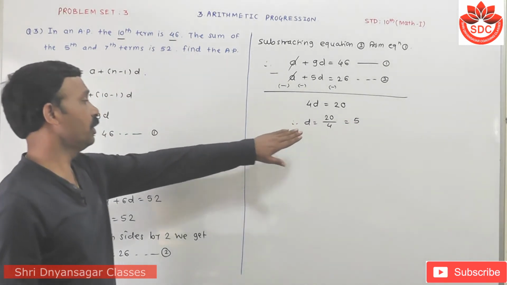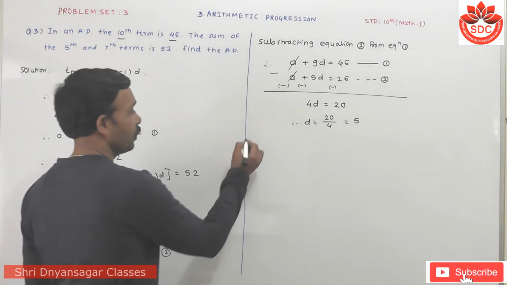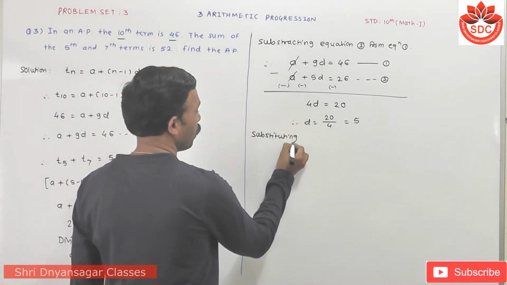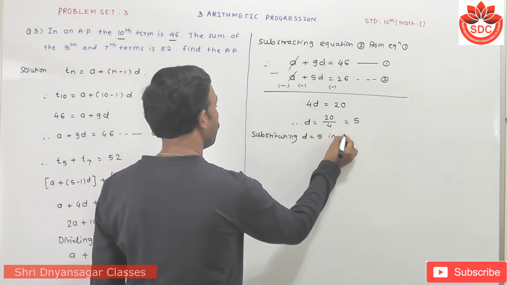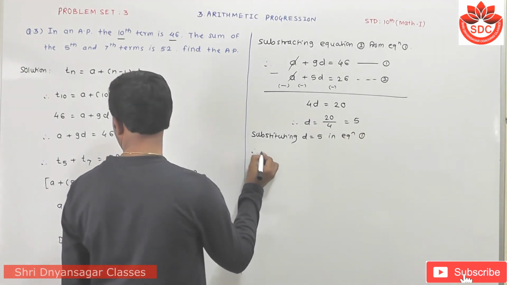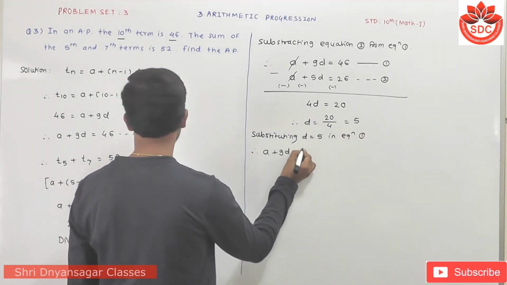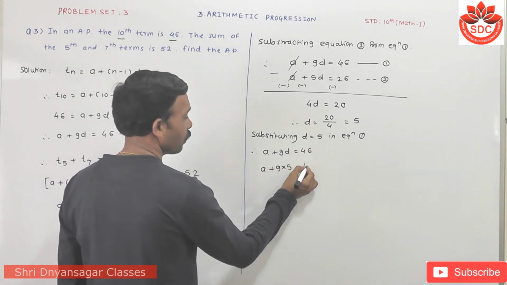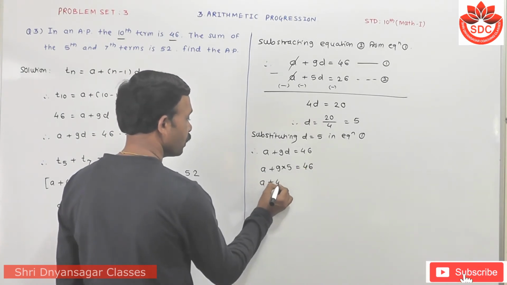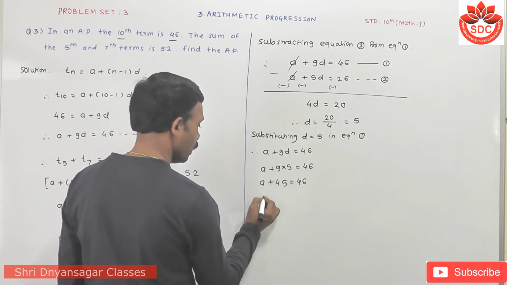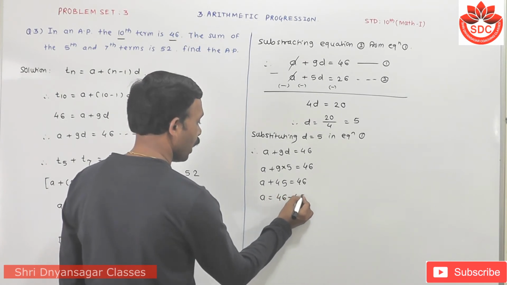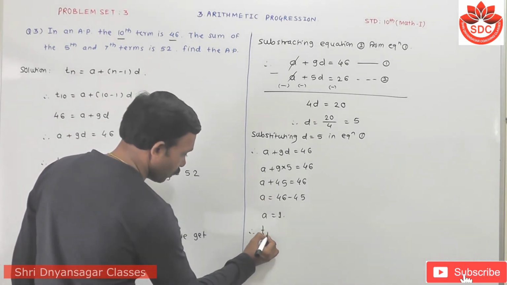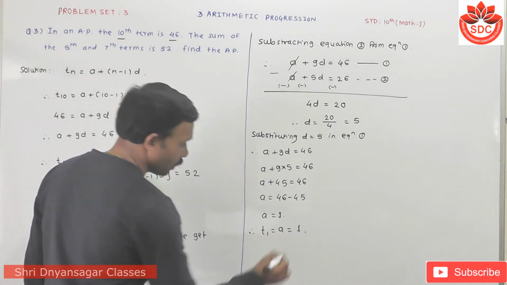Then substitute this value in any equation. Substitute D is equal to 5 in equation first. The equation first becomes A plus 9D is equal to 46. A plus 9 into 5 is equal to 46, meaning A plus 45 is equal to 46, meaning A is equal to 46 minus 45. A is equal to 1. Therefore the first term T1 is equal to A, which is 1.